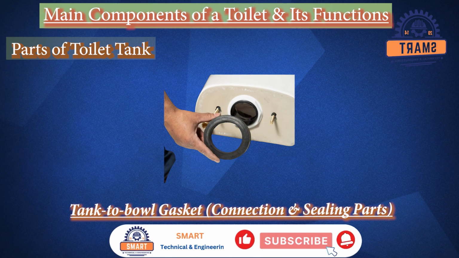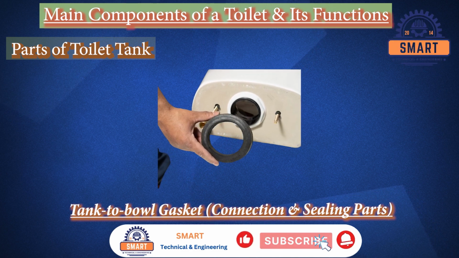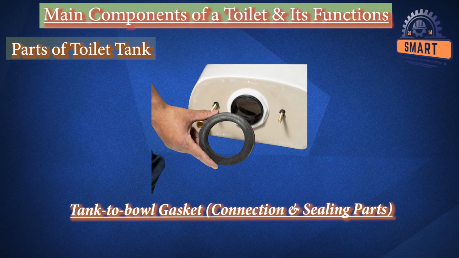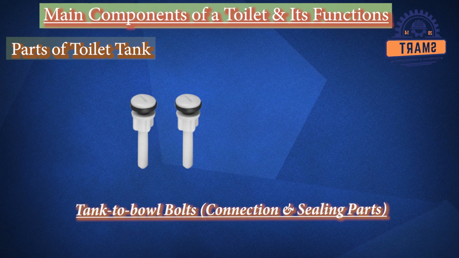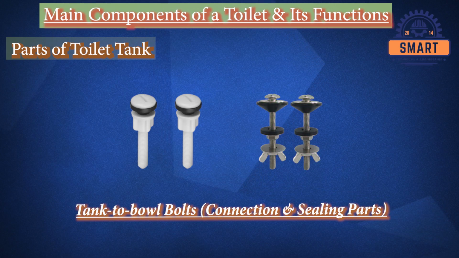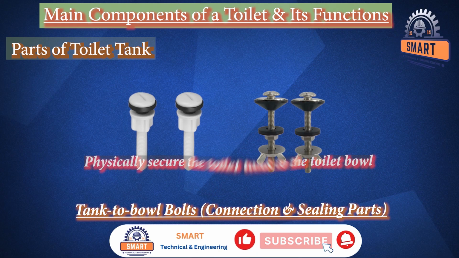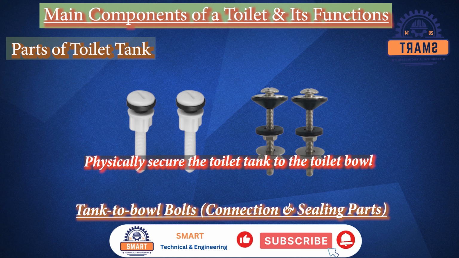Unlike older toilets, a dual flush toilet uses a canister-style valve with its own seal that works in conjunction with the tank-to-bowl gasket to ensure proper function and prevent water from leaking out of the tank. Tank-to-bowl bolts. Tank-to-bowl bolts for a dual flush toilet are stainless steel or brass bolts with accompanying rubber and metal washers and nuts that physically secure the toilet tank to the toilet bowl, preventing leaks and ensuring stability.